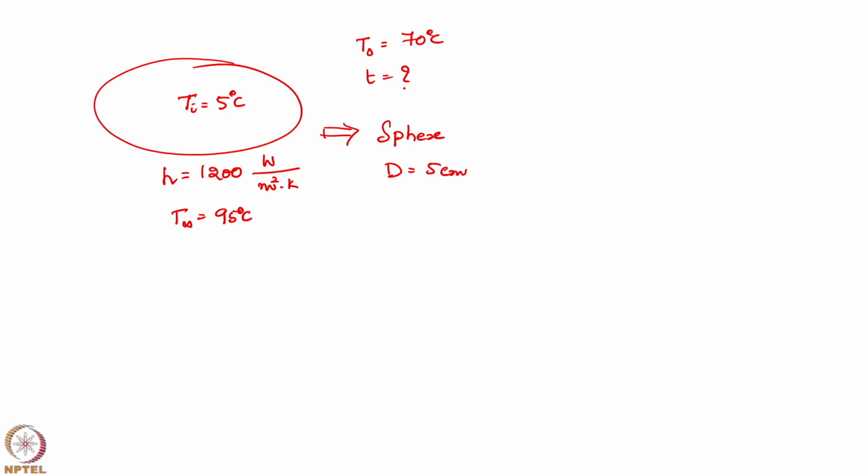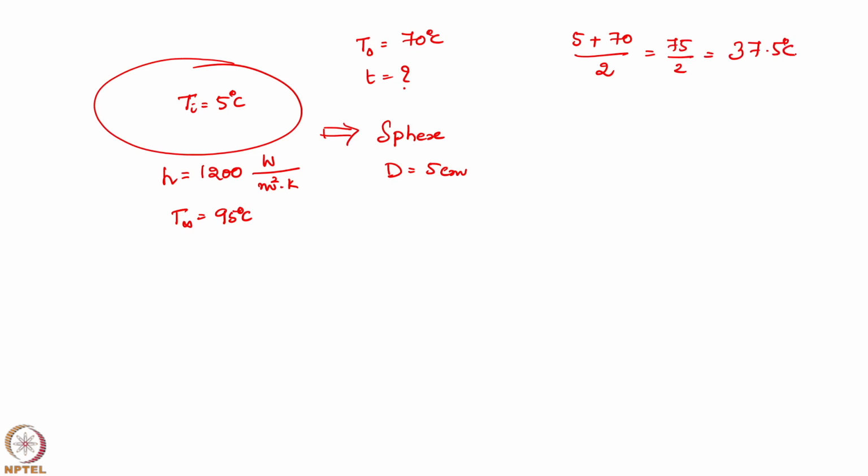The properties of the egg are like water properties only. For any living substance, if you do not have the properties, including the human body, I have to take the properties of water, because most of the mass of my body is made of water. Similarly with the egg, which is 74% water content. So, the properties of the water are taken at Ti plus T naught by 2, that is 5 plus 70 by 2, that is 37.5 degrees Celsius.